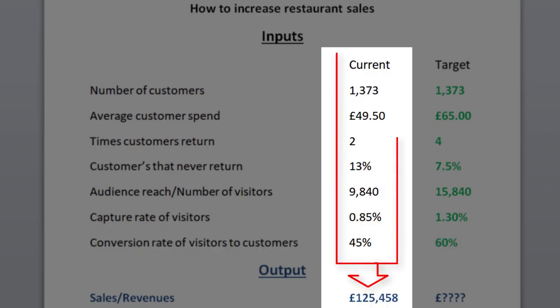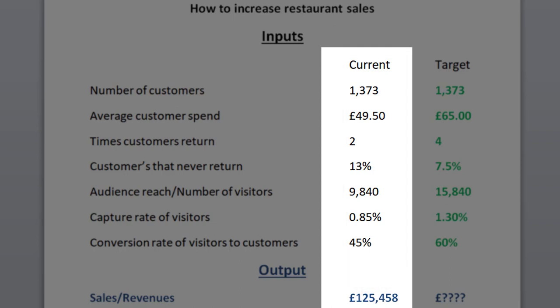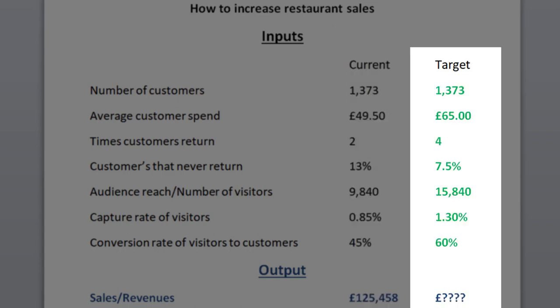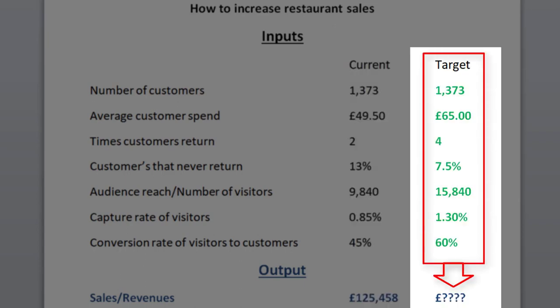All of the numbers in the left-hand column are what make up the sales or revenue of the restaurant, which in this case is 125,458. Each of those inputs have an effect on the output or the outcome, which represents the sales or revenue of your restaurant business. The numbers in the right-hand column are the targeted numbers, and this is where we're targeting our inputs to directly affect our output or the outcome, which is to increase our sales or revenues of our restaurant business.